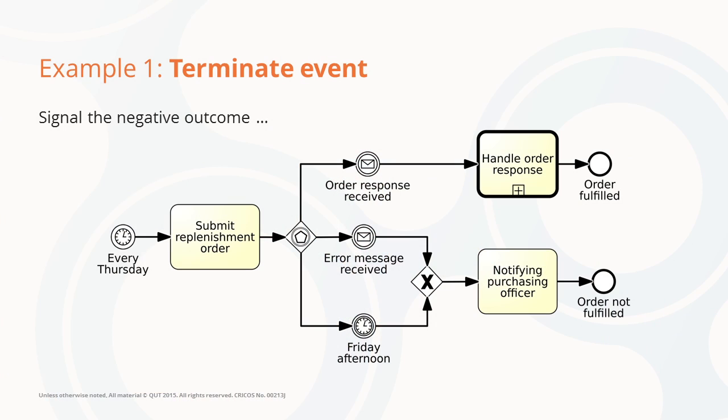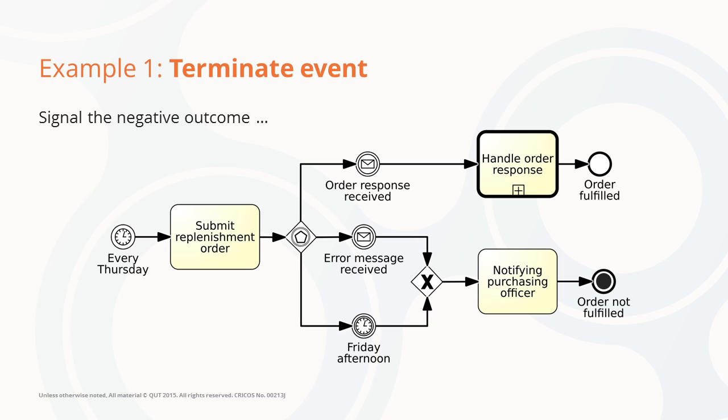So let's take a look at how we can use this terminate event. Let's get back to this example, stock replenishment process at a restaurant chain. So the first thing that we can do is to notify the reader that this process can lead to two possible outcomes. One positive, order fulfilled, the other negative, order not fulfilled. And we use a terminate event to represent this negative outcome.